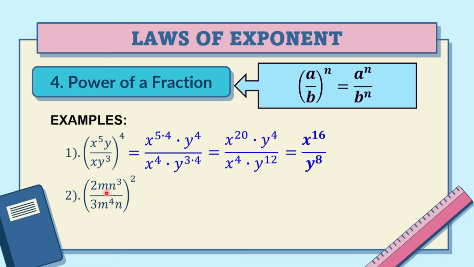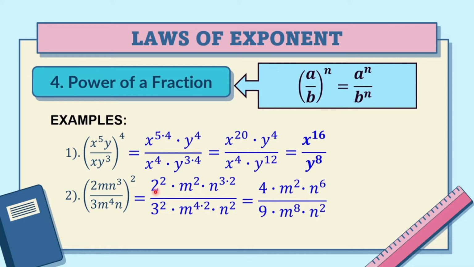Okay, number 2, we have 2mn cubed divided by 3m raised to 4n quantity squared. Okay, so let's distribute the 2 sa lahat ng base. Makukuha natin si 2 squared times m squared times n cubed. Times natin ng 2 divided by 3 squared times m. So, may 4 ito dito. So, 4 times 2 na yan, times n squared. Okay, so simplify.